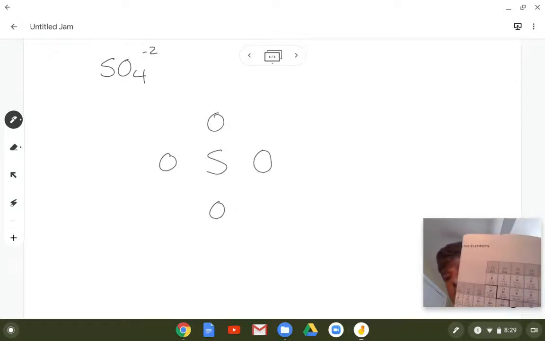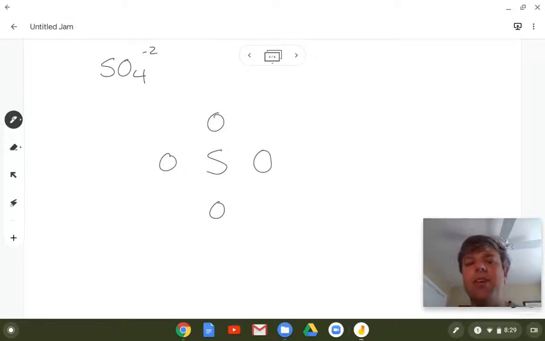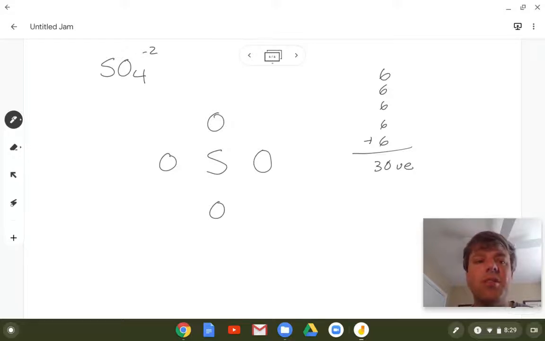And if we check our reference tables, both sulfur and oxygen are in group 16. So they have 6 valence electrons. So that is 6 plus 6 plus 6 plus 6 plus 6. Add all that up, 12, 24, that's 30 valence electrons.